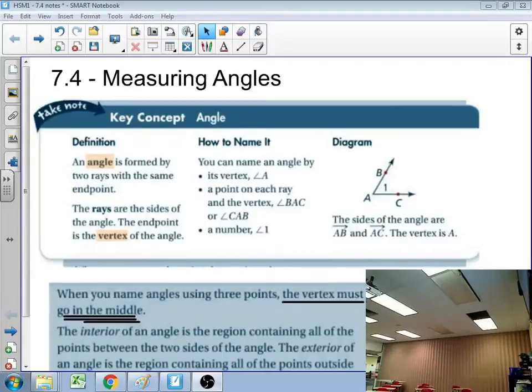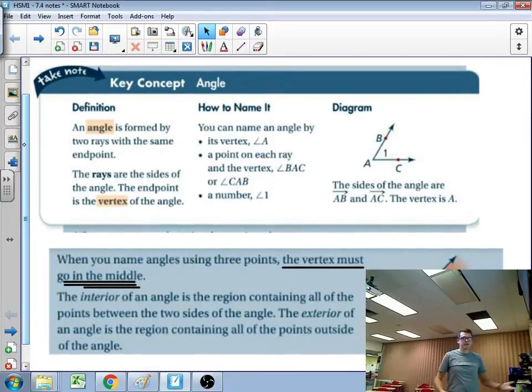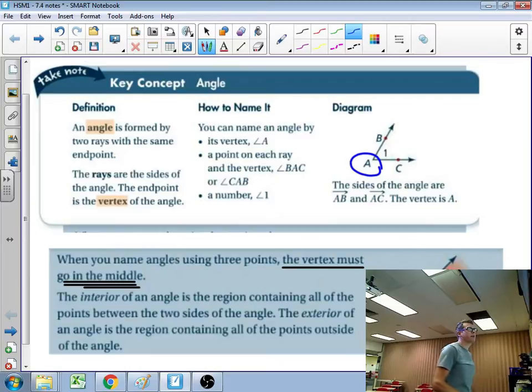Hello again, all. We are back for 7.4 talking about measuring angles, and hopefully you all remember some of the basics on angles. So of course an angle is formed by two rays going different directions, and those rays have to share a common endpoint. So here we have rays AB and AC, obviously going different directions, and A is that shared endpoint, which becomes the vertex of the angle.